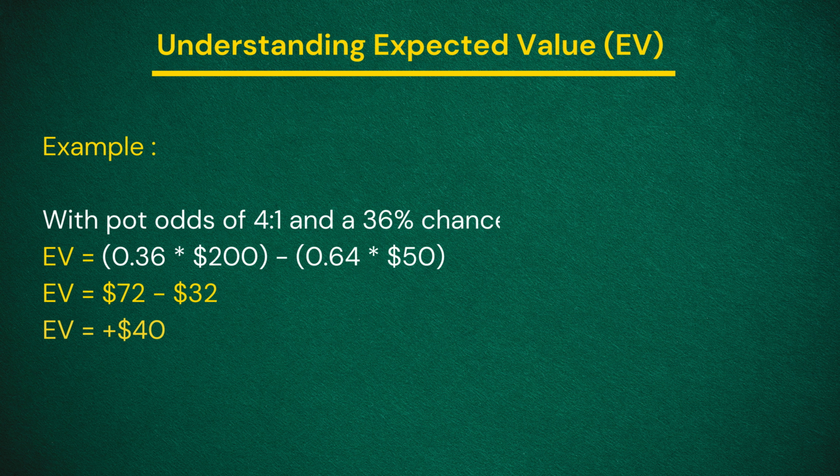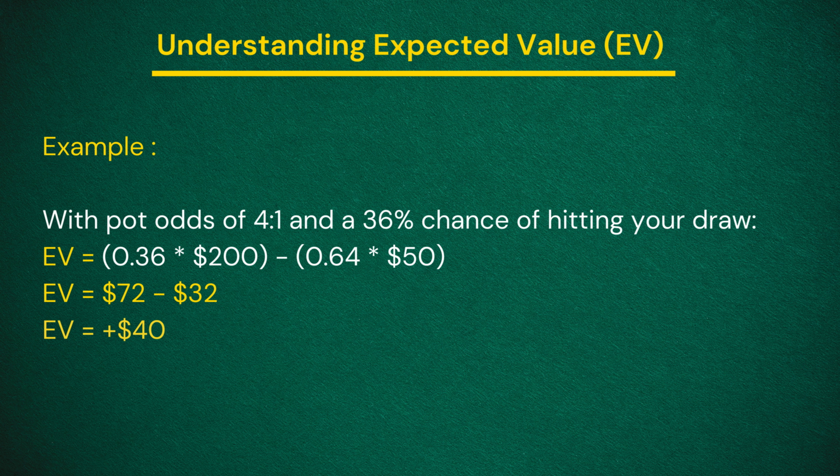Example: with pot odds of 4-1 and a 36% chance of hitting your draw, EV equals 0.36 times $200, minus 0.64 times $50. A positive EV indicates that calling is profitable in the long run.